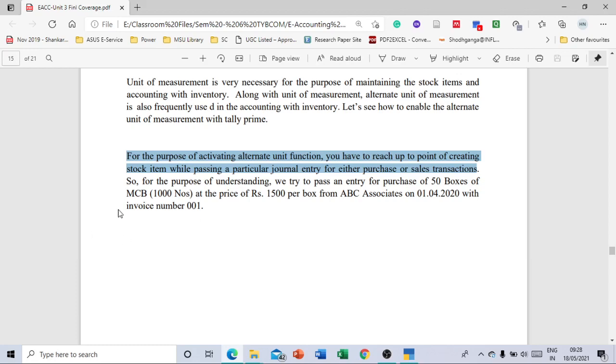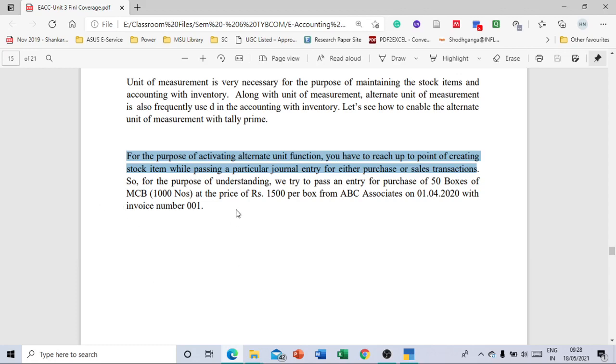It says the point of the stock item, while passing a particular journal entry for either a purchase or a sales transaction. Either a purchase or a sales transaction you will do, and when you want to create the stock unit in particular, you should reach up to that point, and then after you can go for activation of the alternate unit of measurement.